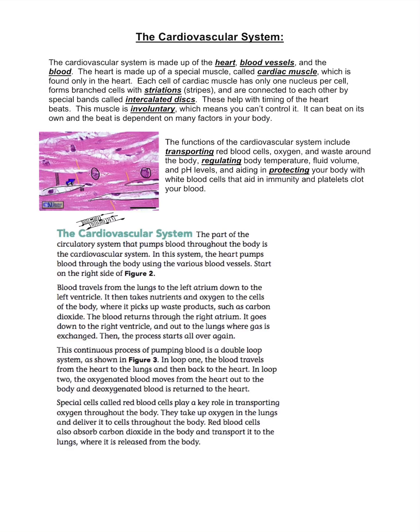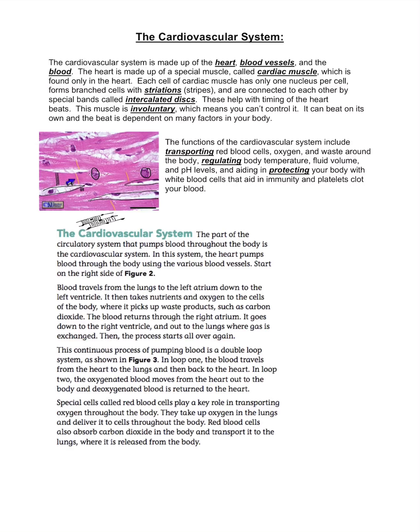So functions of the cardiovascular system include transporting red blood cells, oxygen, and waste around the body, regulating body temperature, fluid volume, and pH levels, and also helping with protection. It helps with immunity by circulating white blood cells, and it also has a type of blood cell called a platelet that helps your blood to clot.